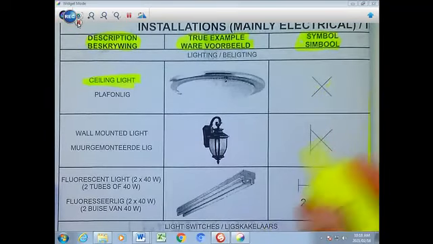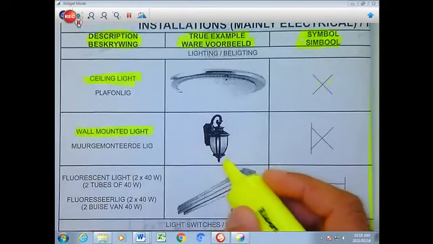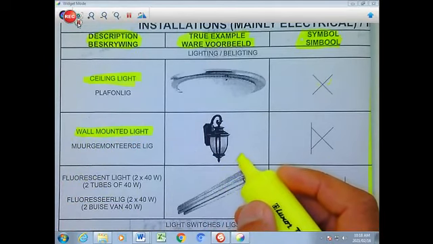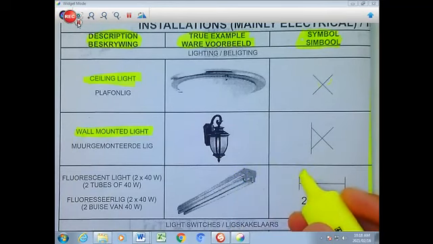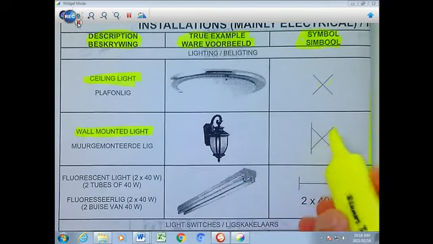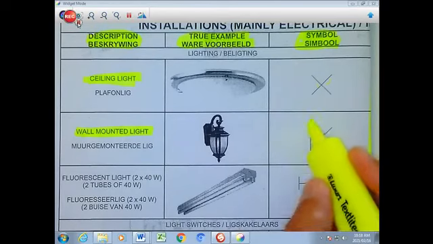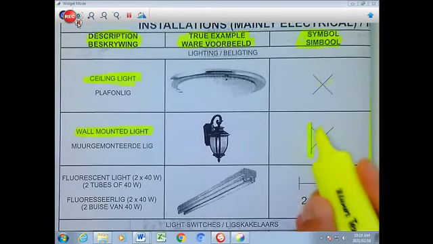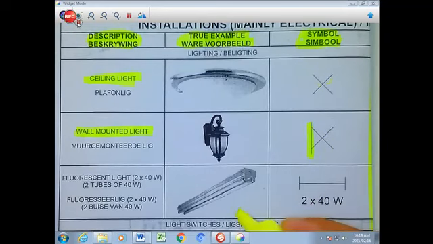which is a basic cross. Your wall mounted light is the light that you will find outside of your house, preferably at the front door where there's a stoop for you to be able to see where you are walking. And for that light, it is very similar to the ceiling light. The only difference is that there is a line attached to one side, so the line can be attached to any side of your symbol.